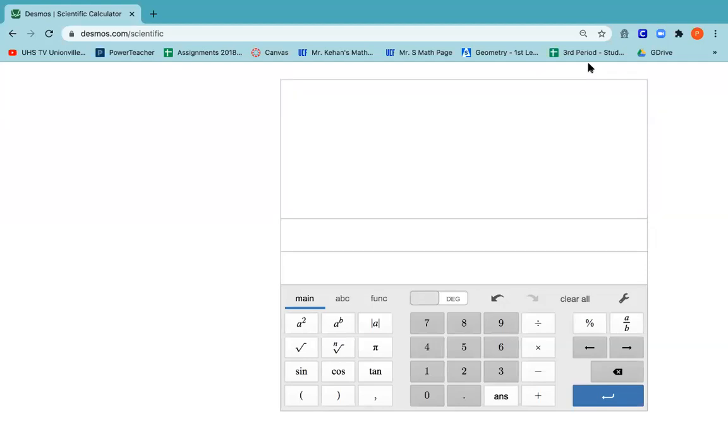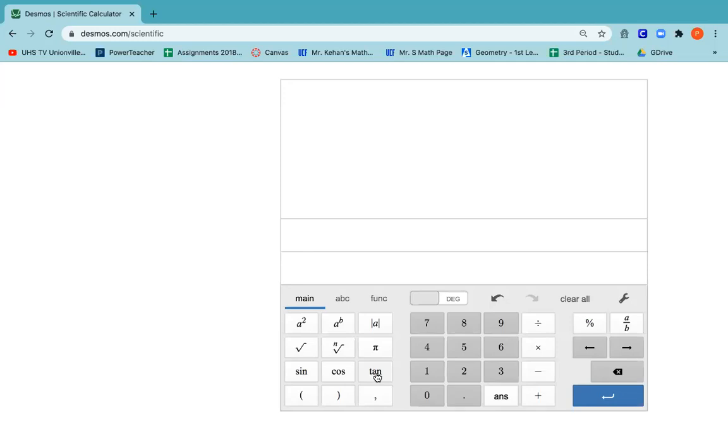I'm just going to walk you through one of the calculations. I'm using the Desmos scientific calculator. On the main screen, I can see the sine, cosine, and tangent functions. However, I don't want to use those. We're going to work on part A for the degrees and radians that we just went through.